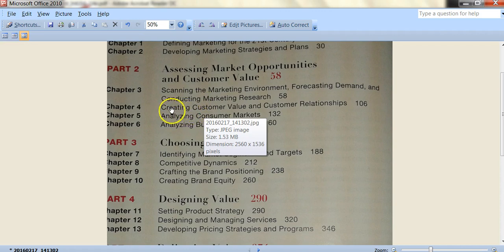Then we also see what kind of value we can create for customers, and how we can make sure that customers stay with us. And then we analyze our market, our consumer market, and also our business market. When consumers buy something for end users to consume it, we call it the consumer market. And when people buy something to reuse it or to resell it, to use it in the business process, then we call it the business market.